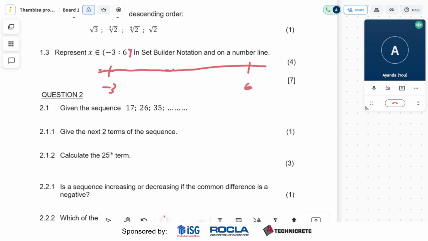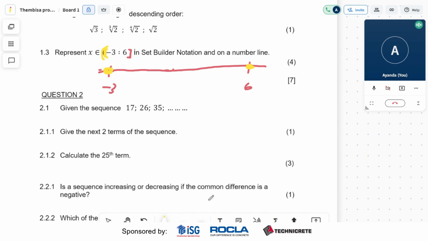And to show that +6 is included, we'd close our circle. Let's maybe make that a different color so it's clear. You'd have a circle that's filled in, but because -3 is not included from the round bracket, we'd have an open circle at -3. What about set builder notation?